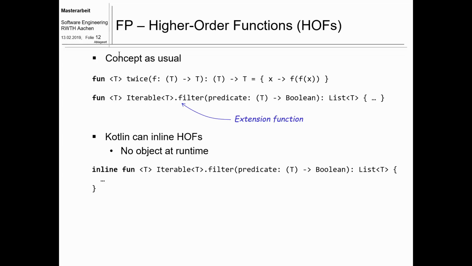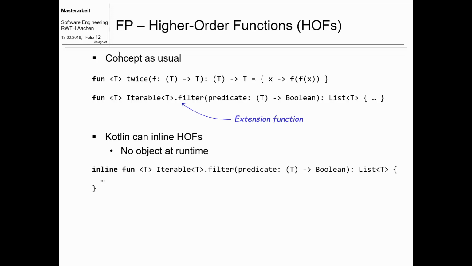So we have an example here for a higher order function called twice, which takes in some function f, and it returns another function which basically just applies this given function f twice. And of course these common functions like filter, map, reduce are also higher order functions, but these are already declared in the standard library. So concept as usual, but what's interesting in Kotlin is that you can inline higher order functions to avoid creating an object at runtime for each lambda expression that you use, which is how it works in Java.